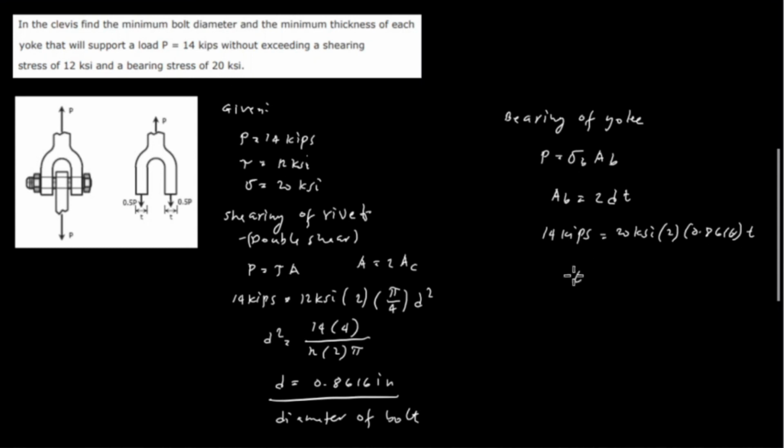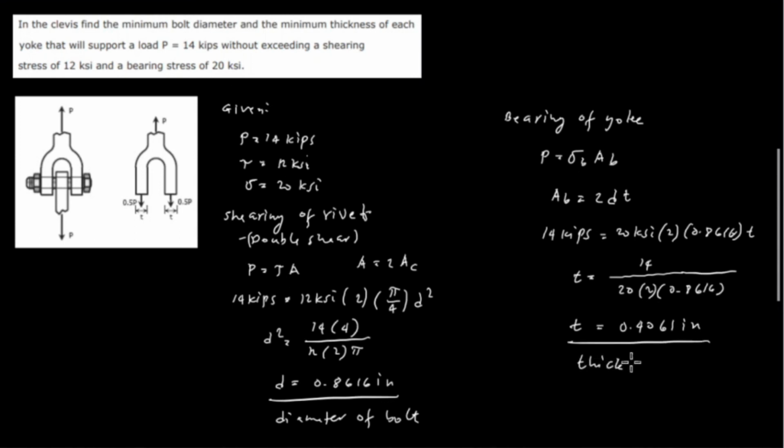and T is equal to 14 kips divided by 20 times 2 times 0.8616, and T is equal to 0.4061 inch, and this is the thickness of the yoke.